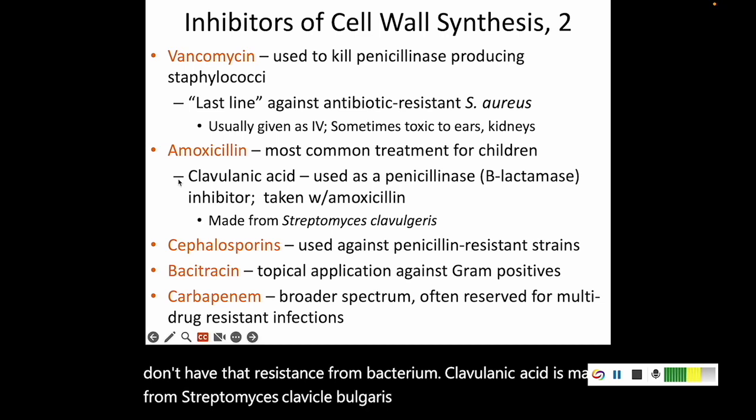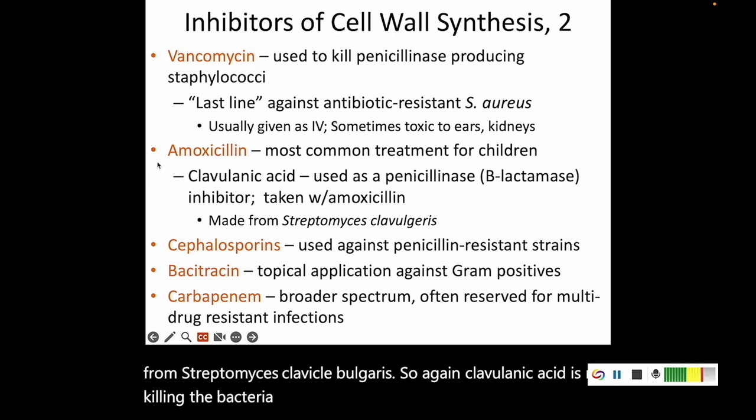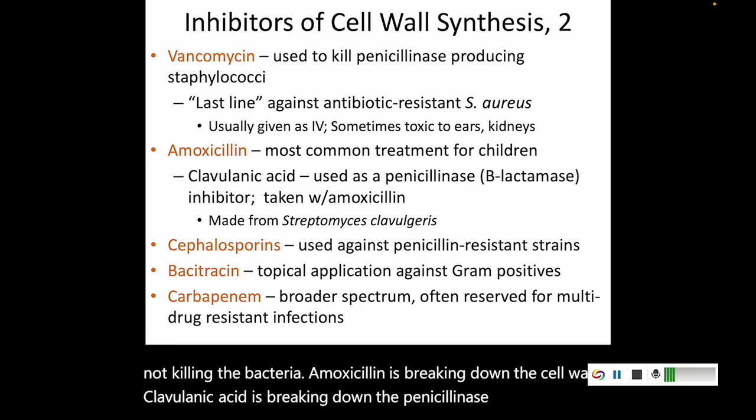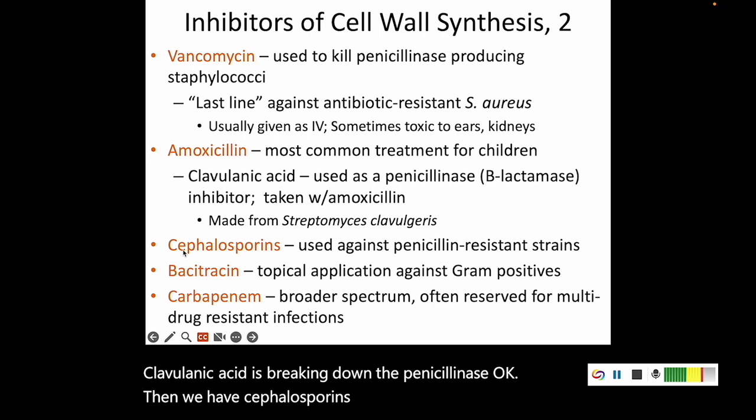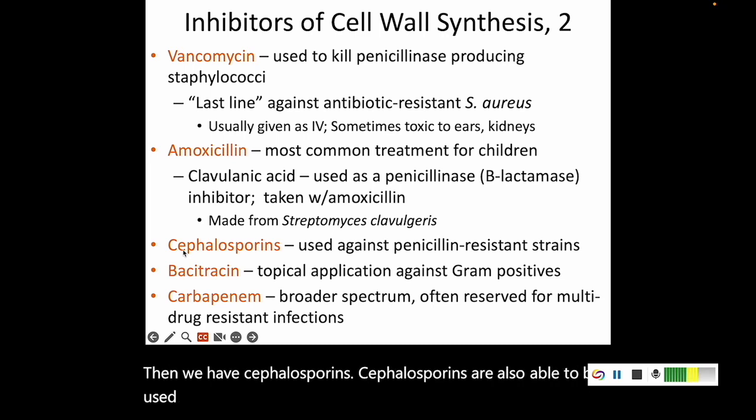clavuligerus. So again, clavulanic acid is not killing the bacteria. Amoxicillin is breaking down the cell wall. Clavulanic acid is breaking down the penicillinase. Okay. Then we have cephalosporins. Cephalosporins are also able to be used against penicillin-resistant strains.